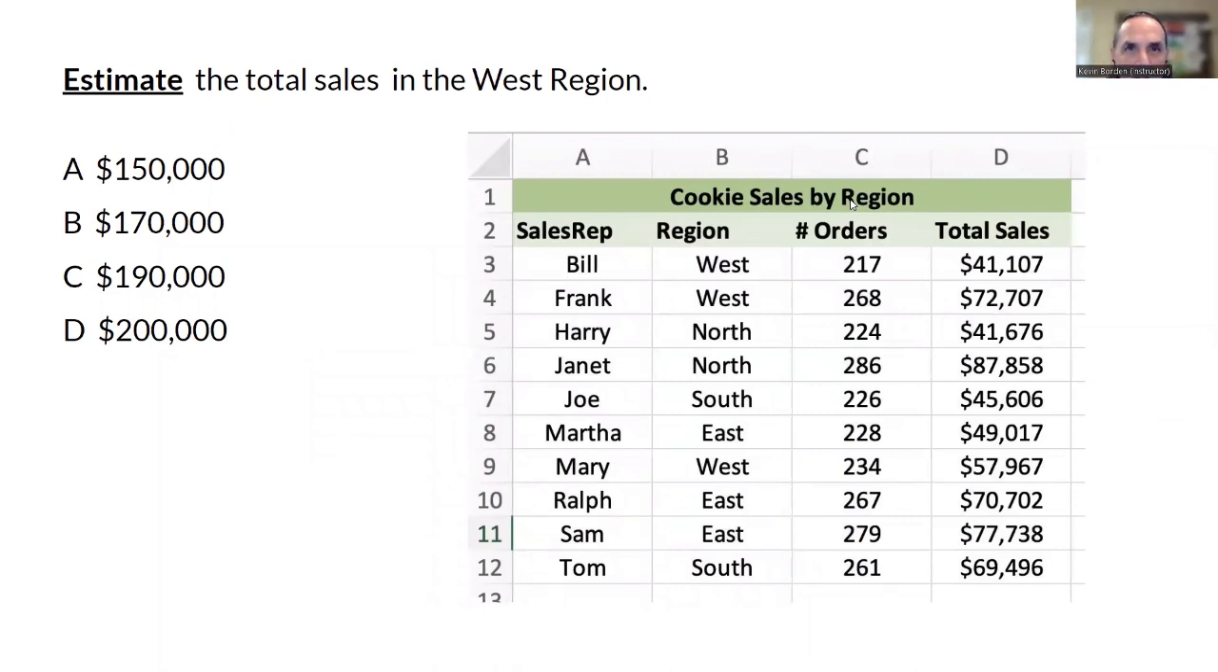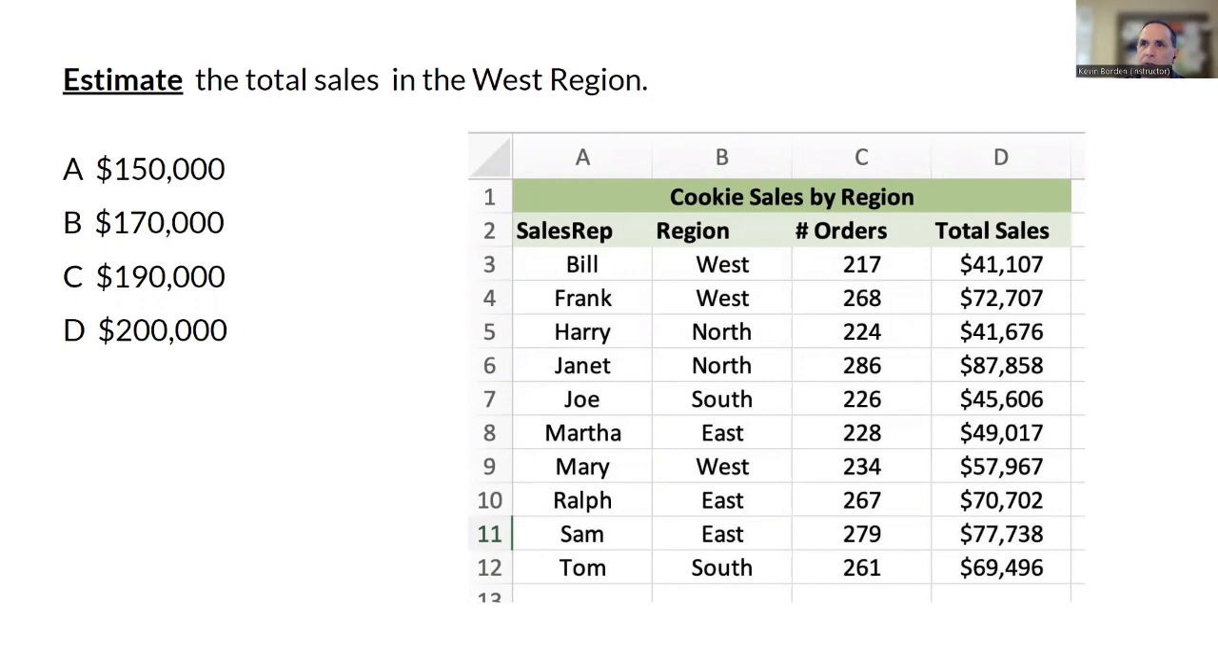Estimate the total sales in the West region. Good example of a chart problem that really requires some attention to detail. Go ahead, pause the video, work on your solution. And keep in mind that we're talking about estimating here. We talked about that a little bit before. You can do some rounding before you do the calculations. Pause the video, return when ready.